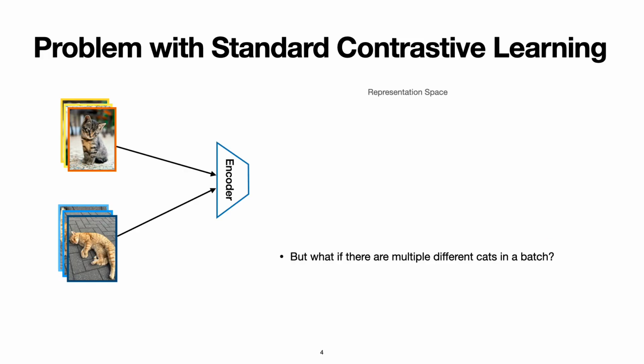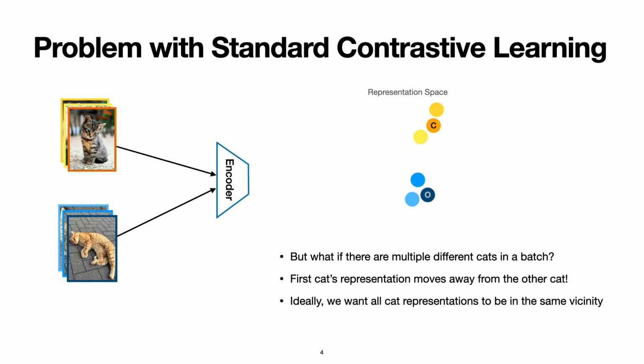Now the problem with standard contrastive learning is that if we pass in these two images, which are from the same cat class, contrastive learning would bring the augmentations close to the source images, but push the instances away from each other. Ideally, we would want these representations to be close to each other as they are both cats.